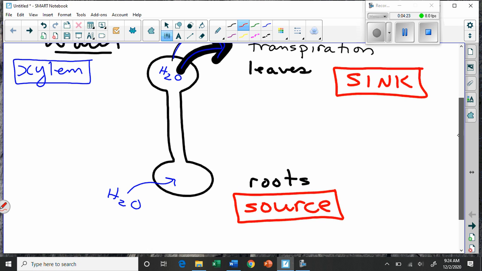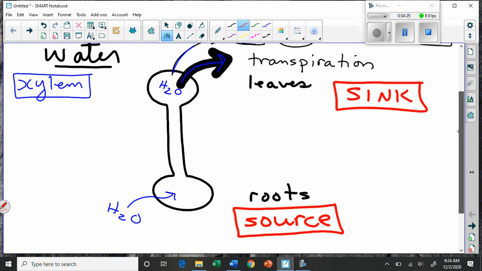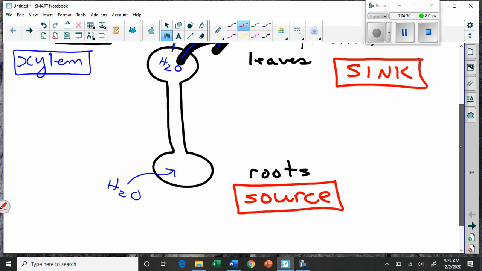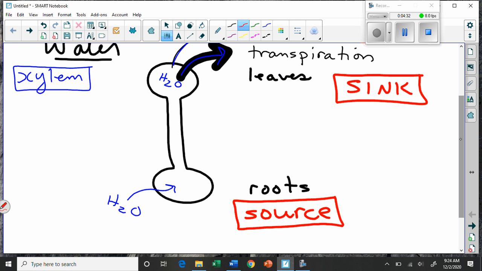Now, because the water's leaving at the top, there's an osmotic pressure. The water would like to move up this way. Let me go back to blue here. The water would like to move up from the region where there's lots of it to the region where there's less of it. But it can't move unless it's helped by two important properties of water.